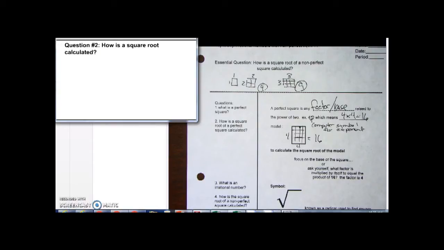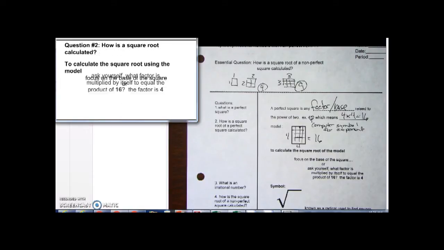Okay, question number 2. How is a square root of a perfect square calculated? So we calculate the square root using the model. Focus on the base of the square, or what factor when multiplied by itself would give you that number. So in case of 16, you know that 4 times 4 is 16.